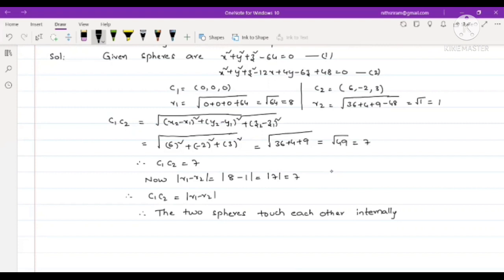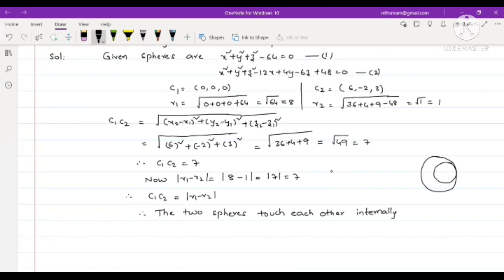Whenever C1C2 is equal to R1 plus R2, we say that the two spheres touch each other externally. And whenever C1C2 is equal to the modulus of R1 minus R2, we say that the two spheres touch each other internally. So it means the spheres are in this way. Here the first one is the big sphere and the second one is the small sphere. Here the two spheres touch each other internally.